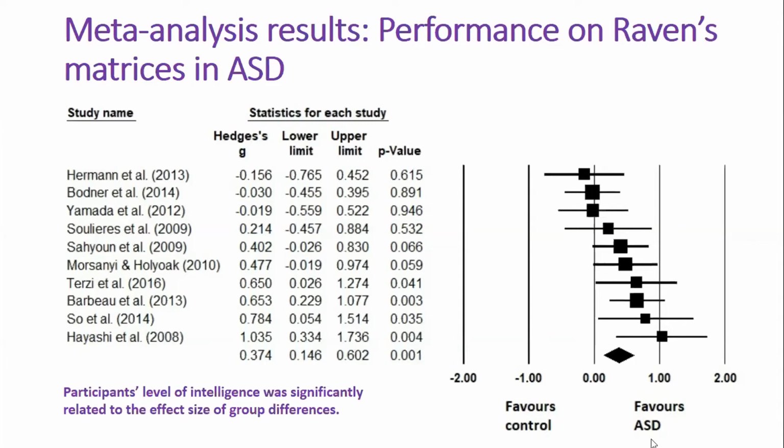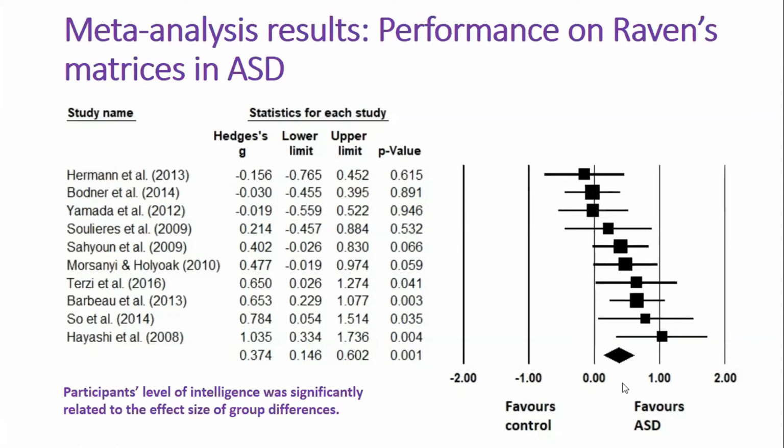So the summary effect size is this shape at the bottom, and you can see that it doesn't cross the 0 line. So it means that it's significantly different from 0. And it's kind of a small effect size. Yeah, it's 0.37 for this effect. Okay, so basically, autistic people have a small advantage in performance on Raven's matrices when they are compared to IQ and age-matched, typically developing participants.